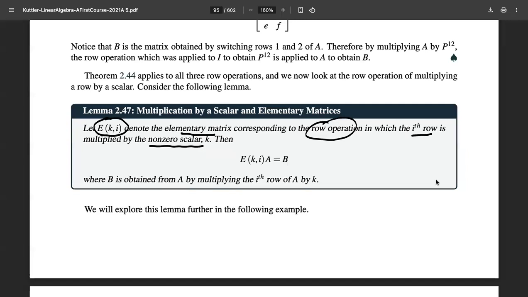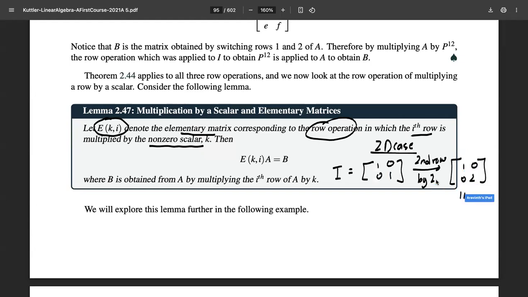So for the two-dimensional case, I have my identity matrix I, and if I multiply the second row by 2, I would get 1, 0, 0, 2, and I'm going to label this as E. K is going to represent my scalar, and the second number is going to represent my row, right? E22. So this is the number k that I multiply by, and this is the row number that I multiply the k to.